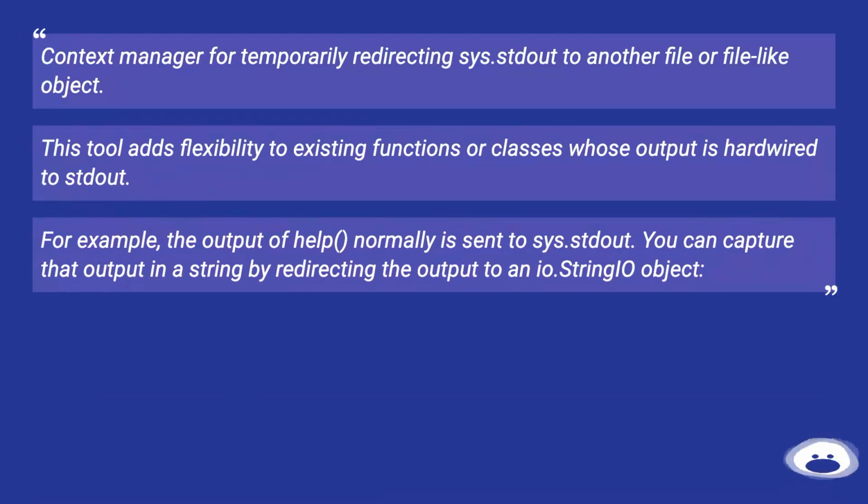Context manager for temporarily redirecting sys.stdout to another file or file-like object. This tool adds flexibility to existing functions or classes whose output is hardwired to stdout. For example, the output of help normally is sent to sys.stdout. You can capture that output in a string by redirecting the output to an io.StringIO object.